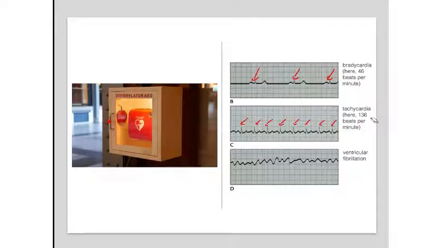So this is tachycardia, too fast, and this is ventricular fibrillation, which is when the heart is not producing a meaningful contraction. They're just kind of quivering, and that could result in imminent death. And so that's what a defibrillator is for. A defibrillator will try to shock the heart and reset its SA node, and that way it will beat normally again.